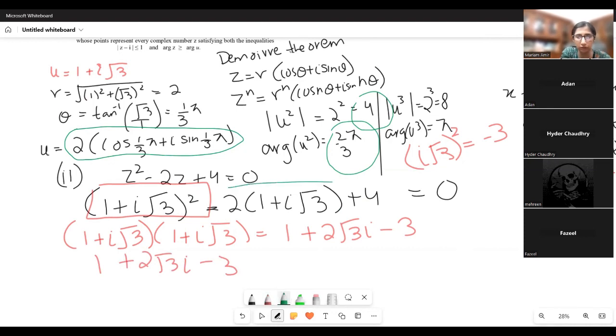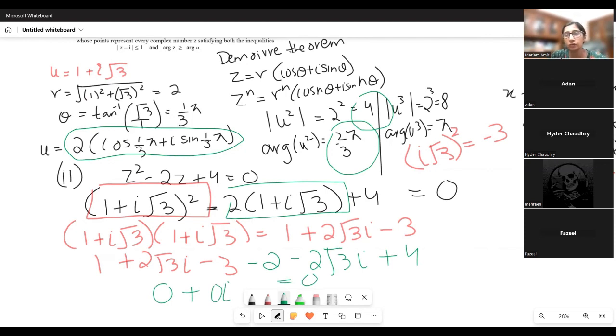Expand the rest of it. This would be minus 2, minus 2 under root 3 iota, plus 4. So I am getting 0 plus 0 iota here. Everything is cancelling out, equals to 0. Hence u is a root. So both methods work.